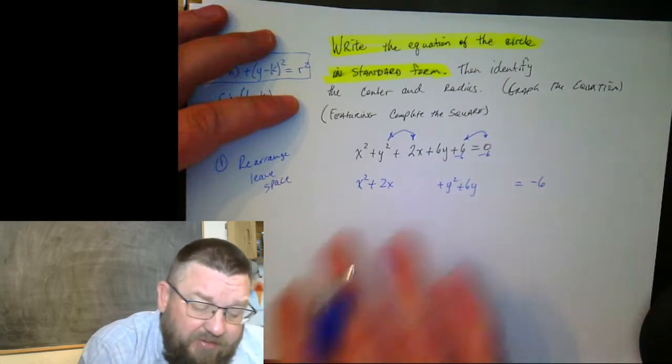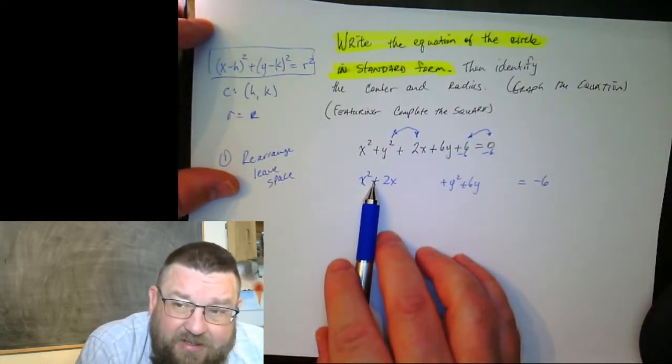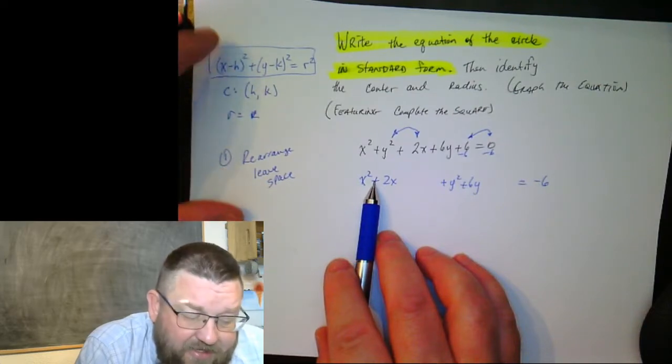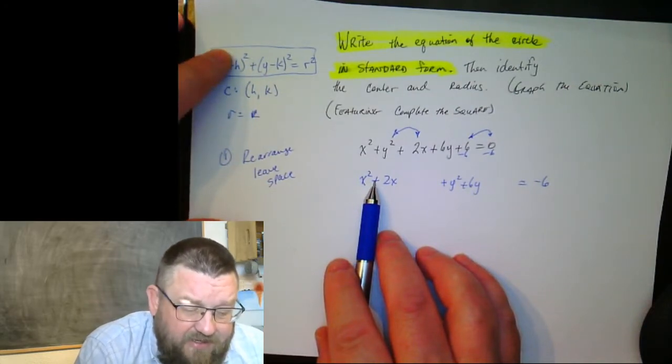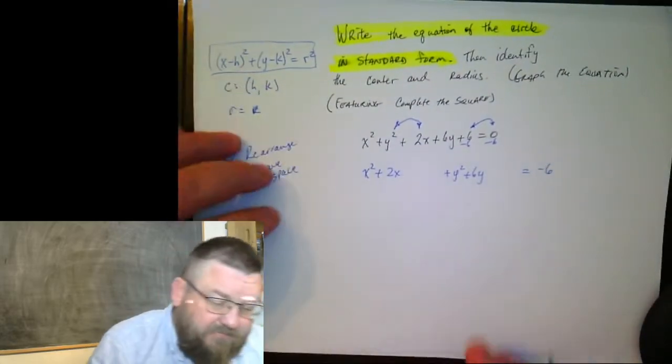Okay, so now what we have to do is factor this. If you remember, this is a perfect square. So we have to make this into a perfect square. Now, check this out.